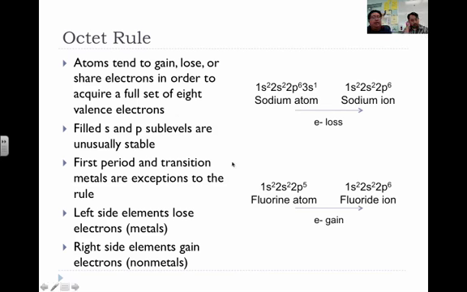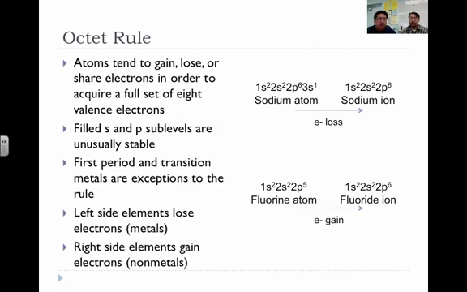So knowing what we know now, we can introduce the octet rule. The octet rule basically states that elements will tend to lose or gain or share electrons in order to acquire a full set of 8 valence electrons. Now this is true for the representative elements. The transition metals don't always do this. They don't always follow that rule.